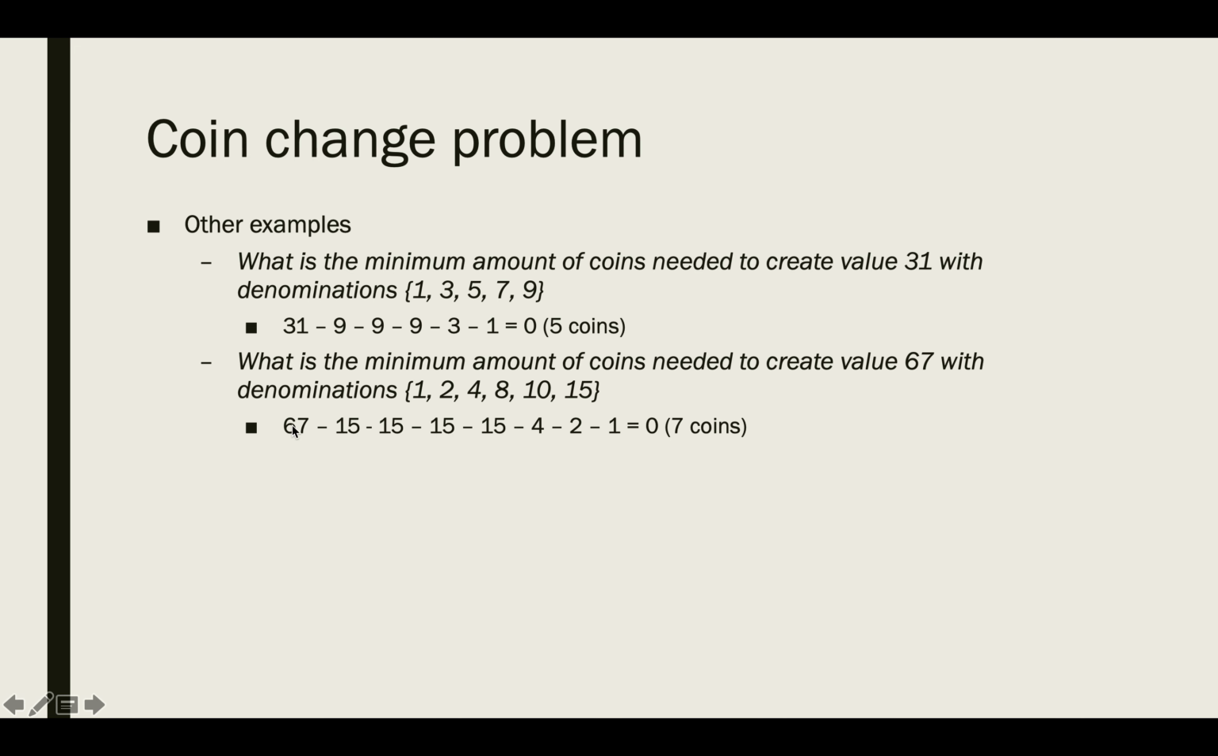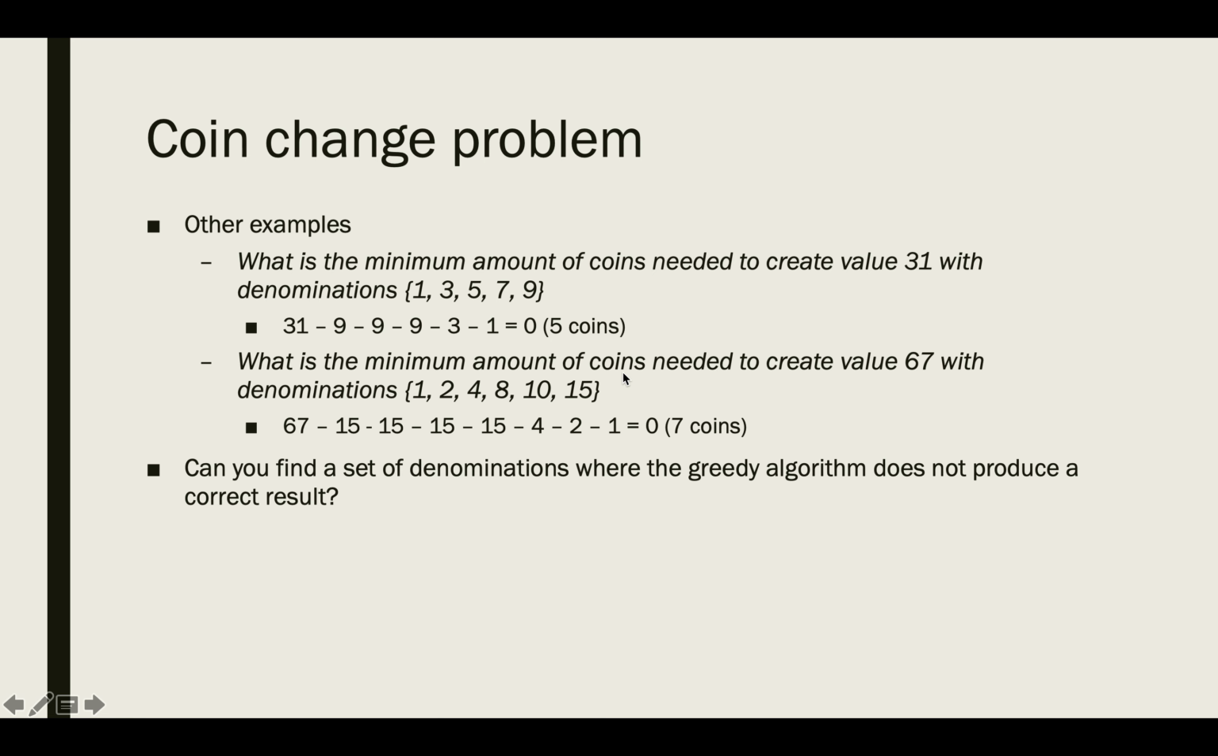Here, once again, I'll give 15, 15, 15, 15, that's 60, using the largest denomination, and then the next largest, if I have 7 left, would be 4, and then 2, and then 1 for 7 coins. So this shows you some different looking denominations from what you may be used to. I ask you a question here though. I say, hey, can you think of a set of denominations where this algorithm doesn't produce the right result?